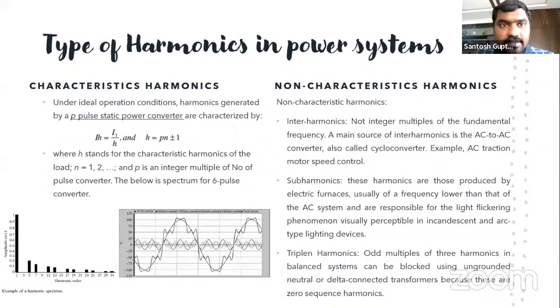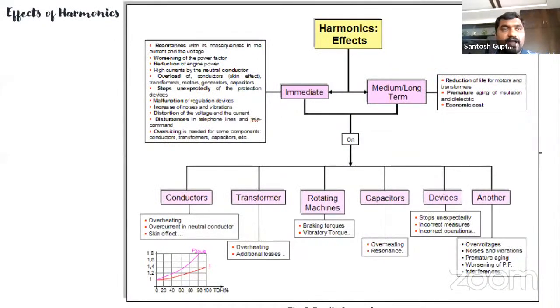Okay, let us see the next slide. What are the effects of harmonics? If you want to see the effects of harmonics in the power system, there are immediate effects which cause resonances in the system, poor power factor, reduction of power rating, high currents in the neutral, overloading of the conductor, malfunctioning of regulating devices, and increase in noise and vibrations. These are some immediate effects caused by harmonics.